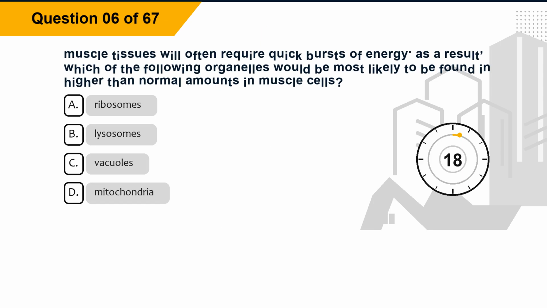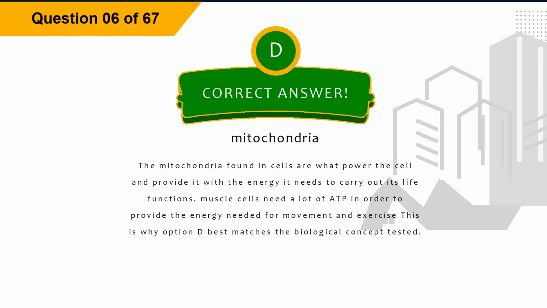Question 6. Muscle tissues will often require quick bursts of energy. As a result, which of the following organelles would be most likely to be found in higher than normal amounts in muscle cells? Option A, ribosomes. Option B, lysosomes. Option C, vacuoles. Option D, mitochondria. The correct answer is Option D, mitochondria.